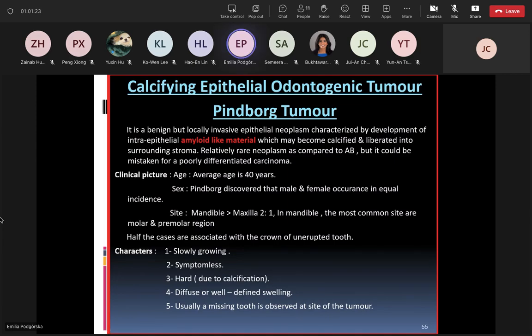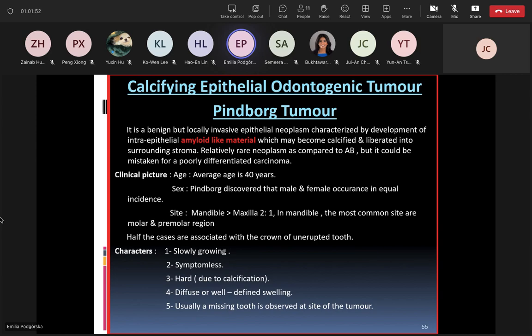Calcifying epithelial odontogenic tumor, Gilbert tumor. It is a benign but locally invasive epithelial neoplasm characterized by the development of intraepithelial amyloid-like material which may become calcified and liberated into the surrounding stroma. It is a relatively rare neoplasm as compared to AB, but it could be mistaken for a poorly differentiated carcinoma.